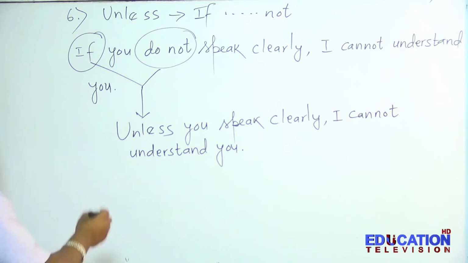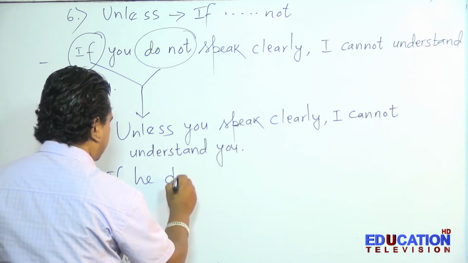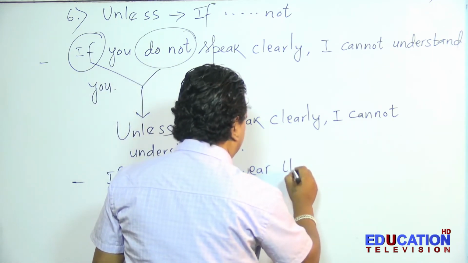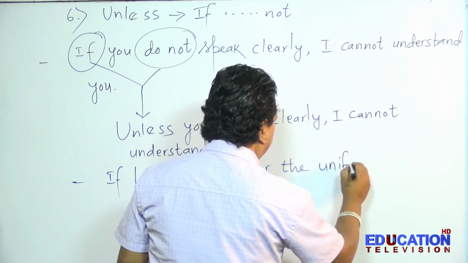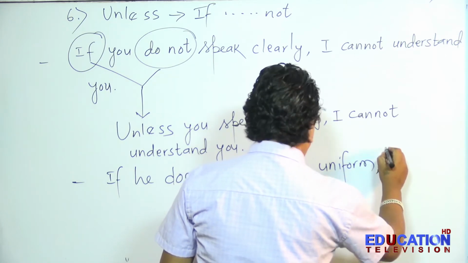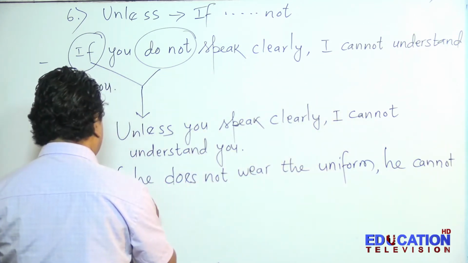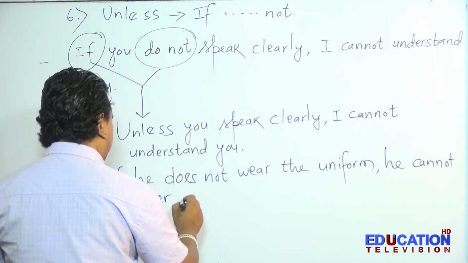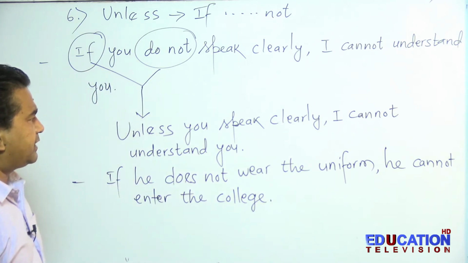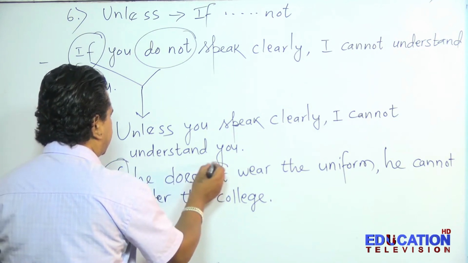Look. Next one. If he does not wear the uniform, he cannot enter the college. If he does not wear the uniform, he cannot enter the college. So what you can do is, if and this does not means unless.